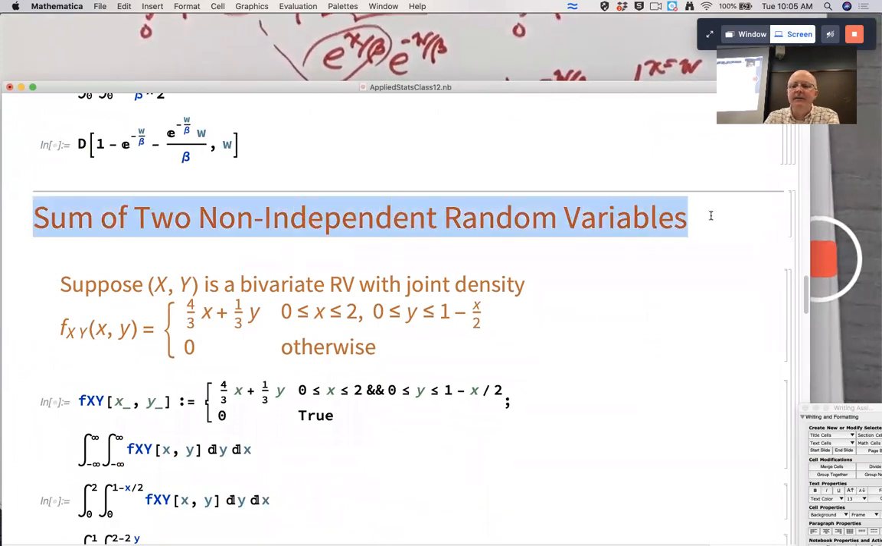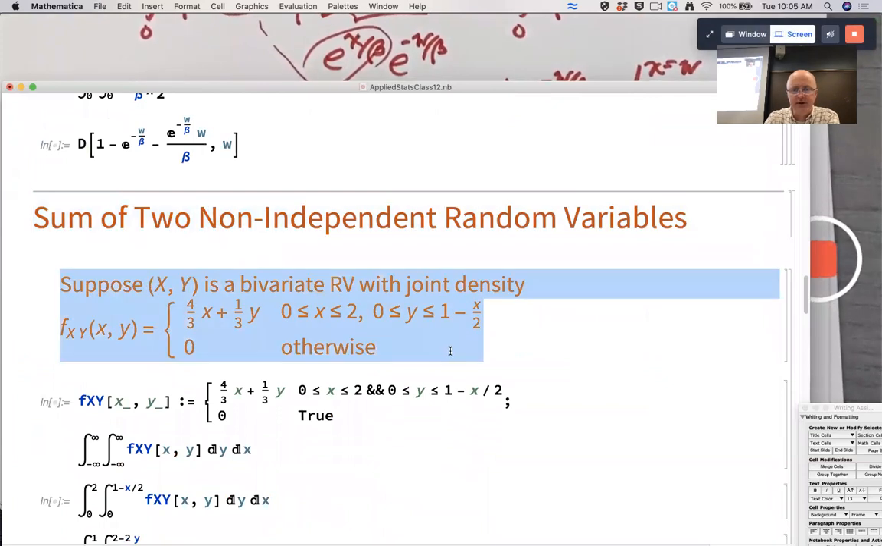Sum of two non-independent random variables. How do you handle that kind of thing? Okay, well, we're going to do an artificial example, no applications here. I hope I can think of an application for Thursday's class, though we probably won't go through the calculation details.